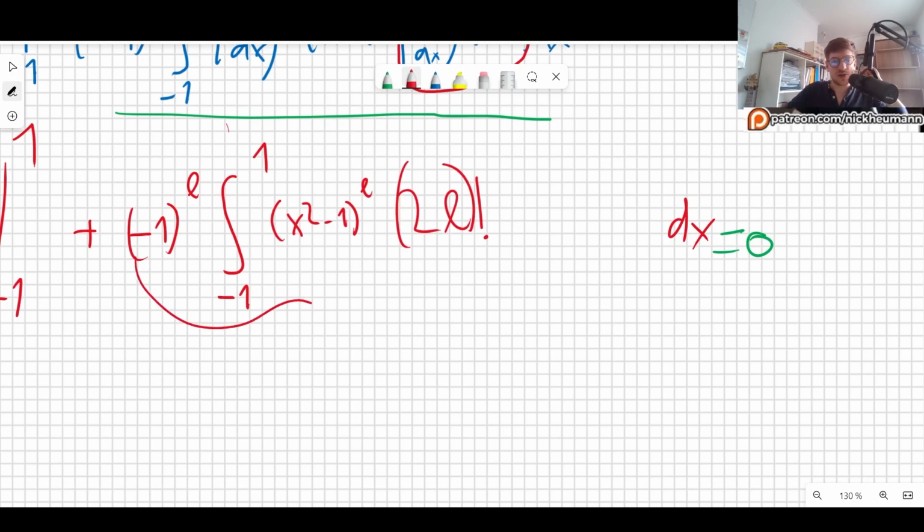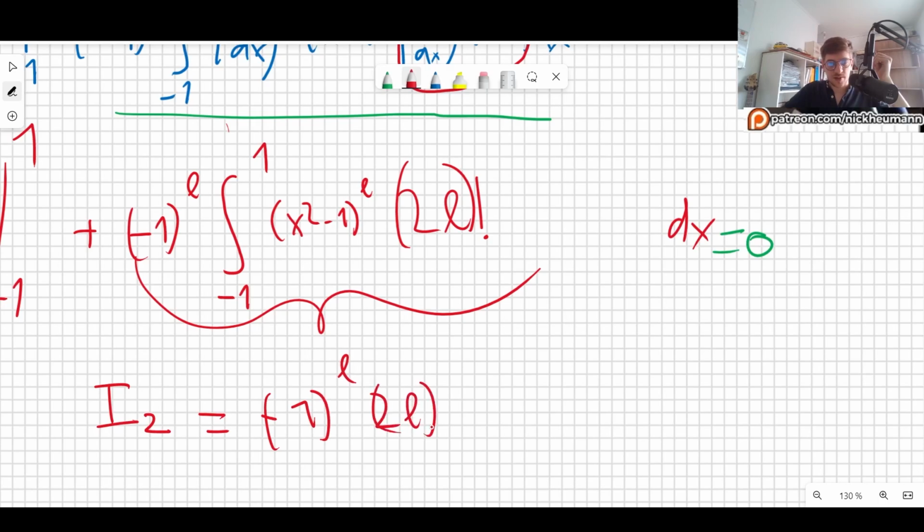Okay, so this is now the integral that we need to calculate. Let's call it I2. Put the constants outside, so minus 1 to the L, 2L factorial. And actually, I will call I2 the actual integral. So the integral is x squared minus 1 to the L dx. That is what we want to calculate.